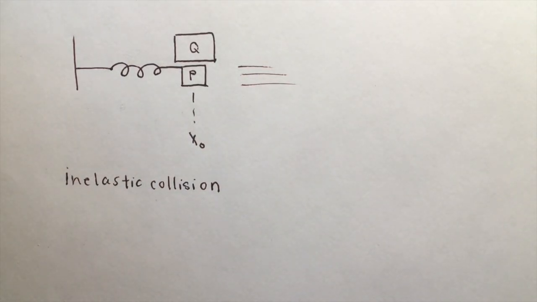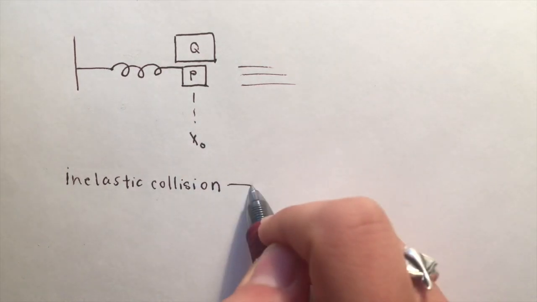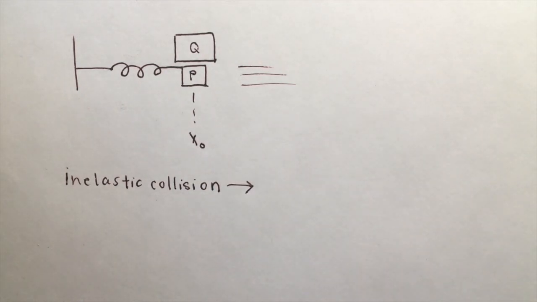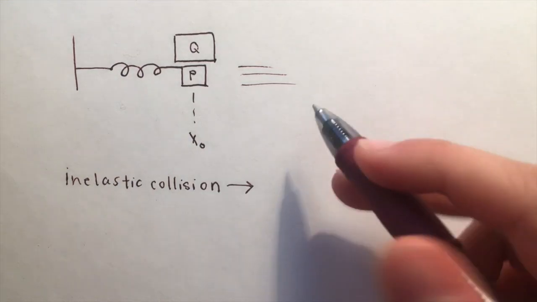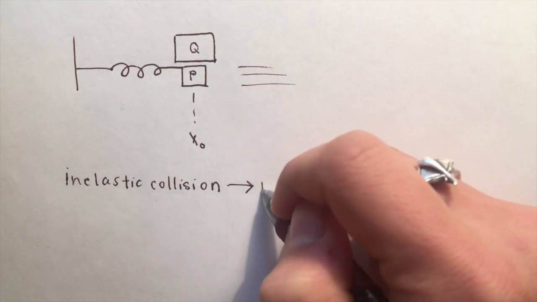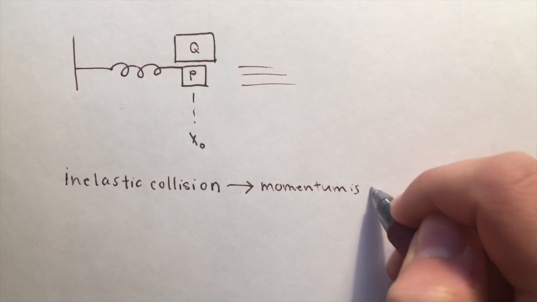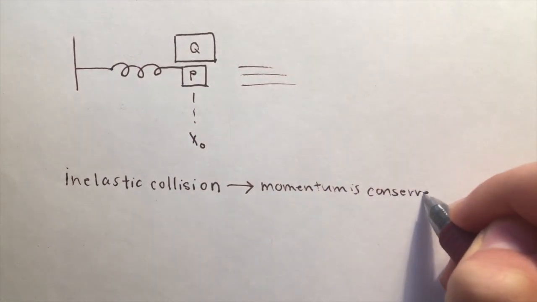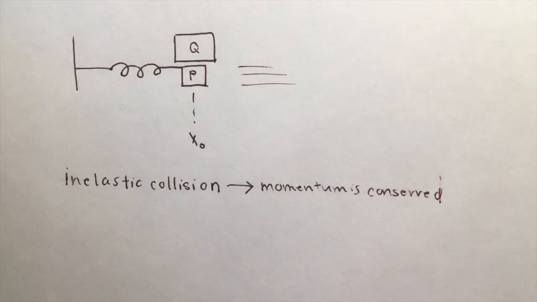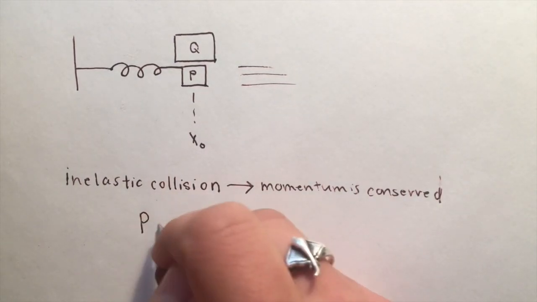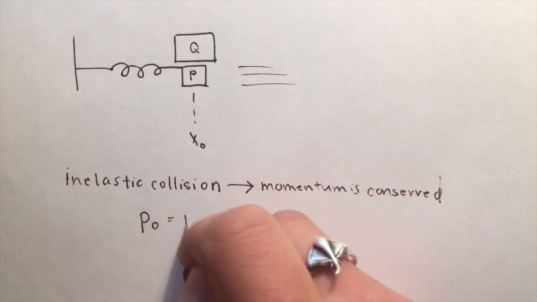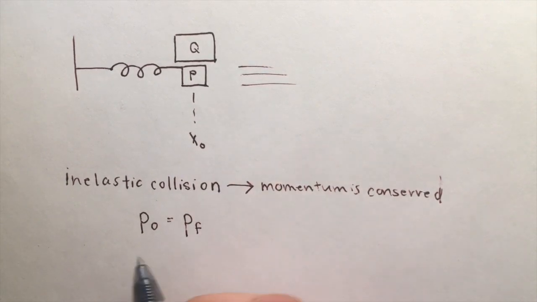Take a moment and think about it. And that's right, momentum. You should be thinking momentum. When you have an inelastic collision, momentum is conserved. What that means is the momentum at the beginning equals the momentum at the end, before collision and after collision.